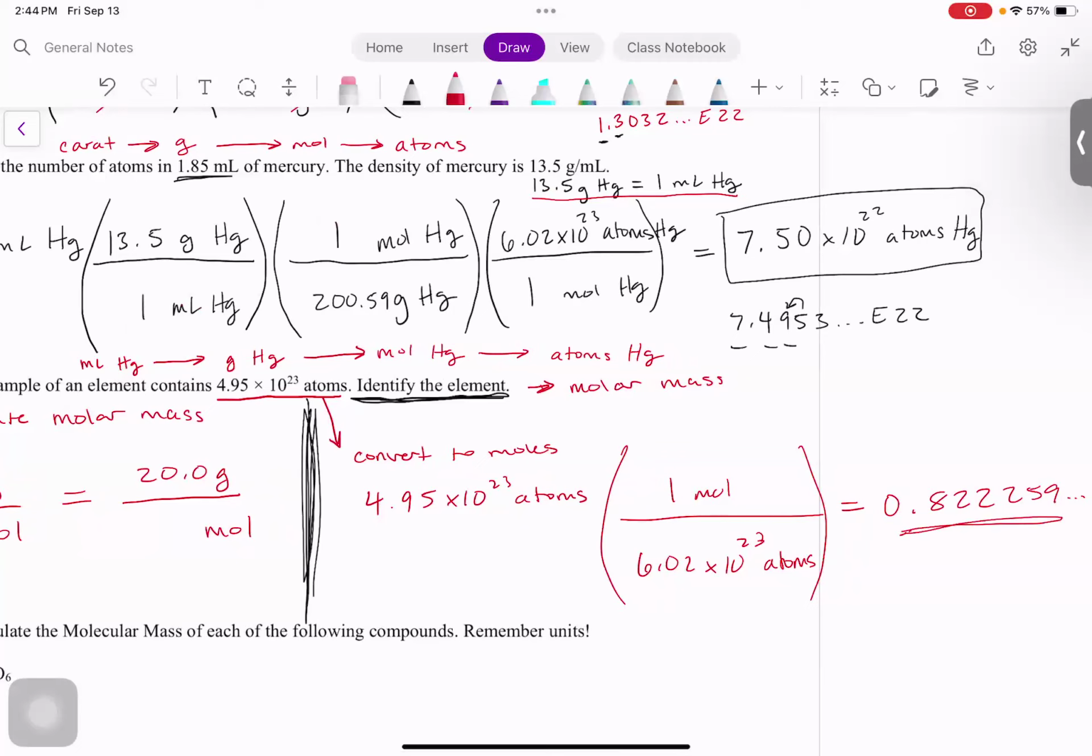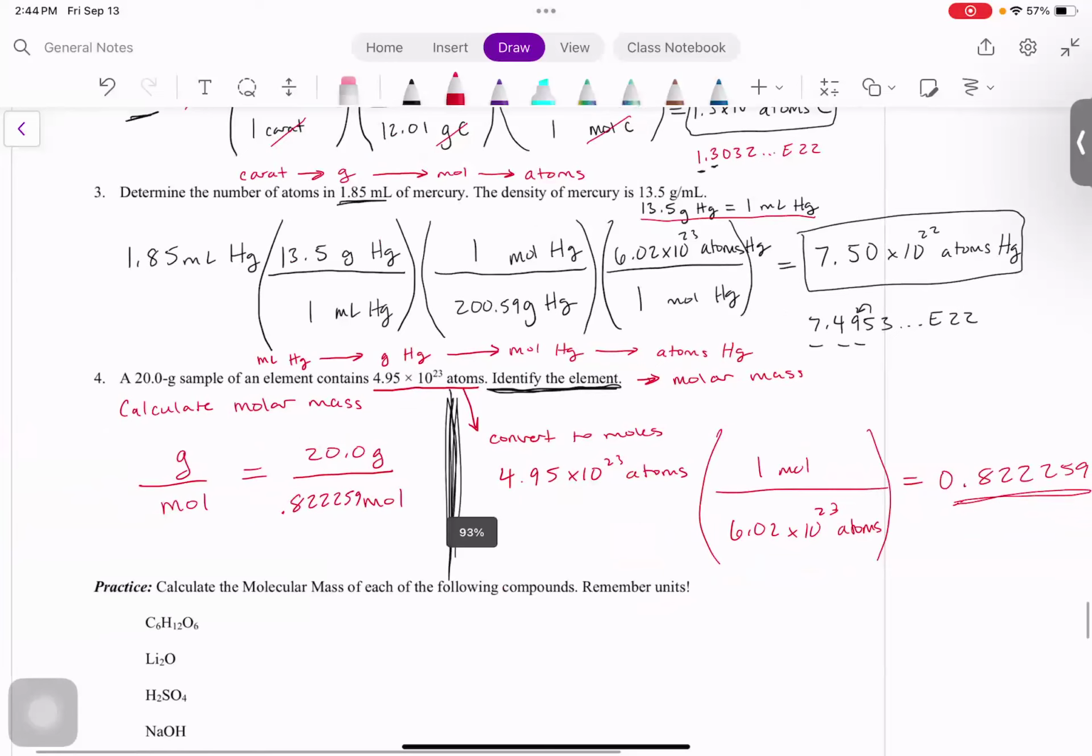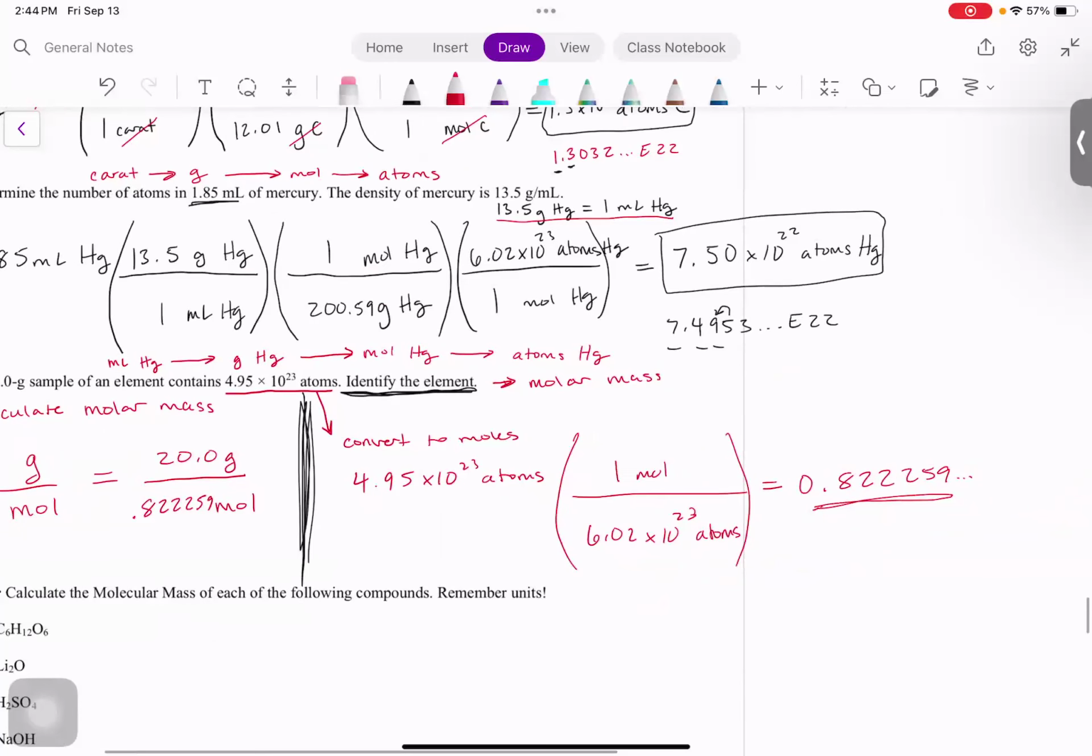Technically, we would need to round to 3 significant figures at the end, but I'm going to keep these all for now, and I'll round at the end. So I'm just saving this number in my calculator with all the digits: 0.822259. I'm keeping all those digits in my calculator.